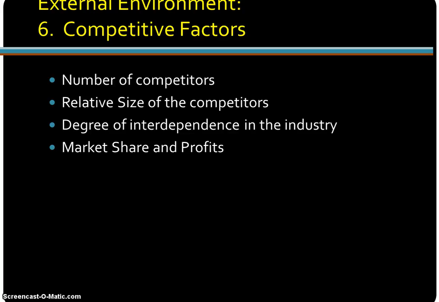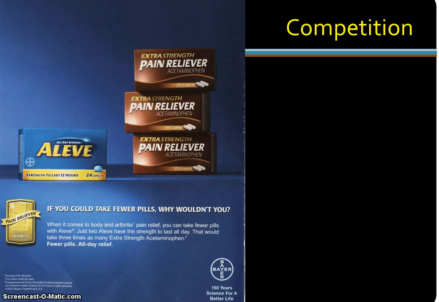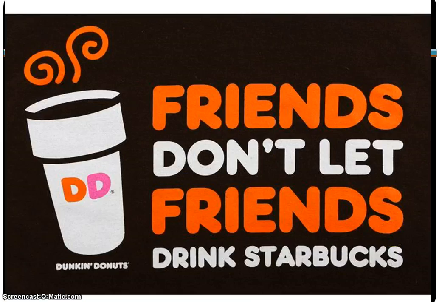The last factor has to do with competition, and this is where who your competition is, how big they are, and what their market share is has a big impact on your target market's purchase decision. Take a look at this example where Aleve, the advertiser here, is directly comparing itself to its competition and saying you only need one versus three of my competition. And lastly, I'll end with this slide where Dunkin' Donuts has always recognized its competition in the form of Starbucks.